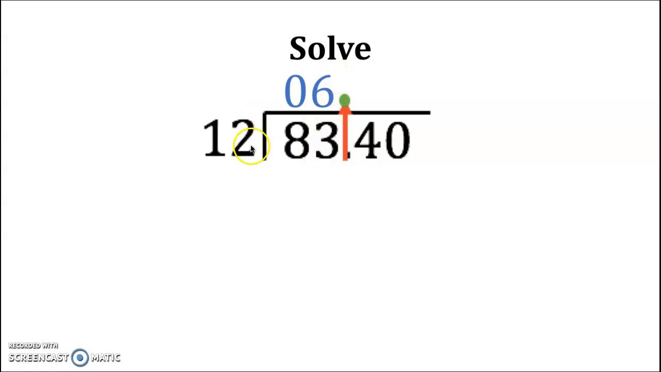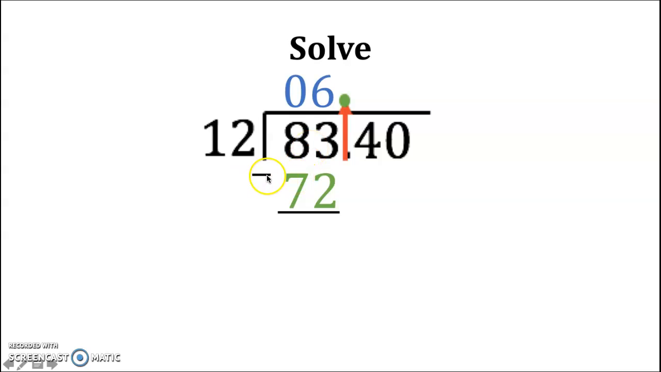Now I'm going to guess 12 times 6. Another thing you could use, if you don't want to guess and check with a divisor of 12, is your multiplication chart, to see how close this divisor gets to 83. So I'm going to try 6. So we divided up 83 into 6 groups. Now we're going to multiply. I know that 12 times 6 is 72. That's as close to 83 as I can possibly get.